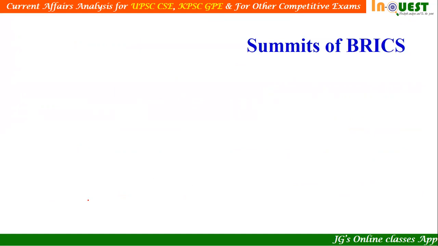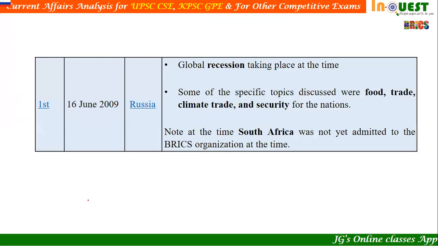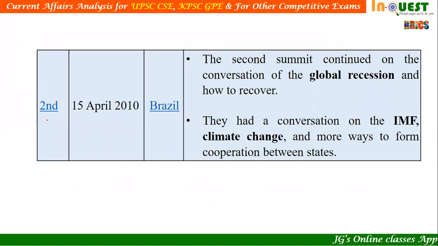Now let us see various summits where they were actually held and what were the major discussions. The very first BRICS summit was held in Russia. It was on 16 June 2009. The topics discussed were global recession, and it was major news at that time. Some of the specific topics discussed were food, trade, climate change, and security. And you should remember that during the time of the first BRICS summit, South Africa was not part of the BRICS association.